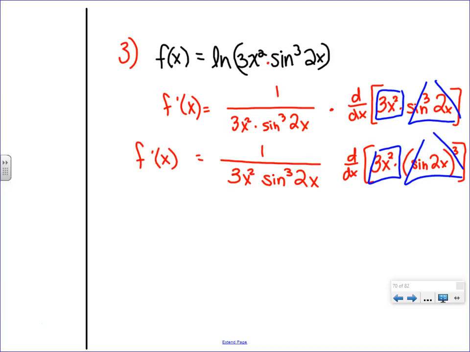Now, I'm not finishing this problem. I haven't done that derivative. But I'm going to take a quick time out and say, but we do have an ln. Does that make a difference? Yes. Because ln is very unique.